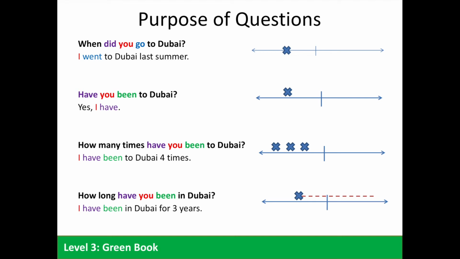We can also use it to ask about the length of time because it started in the past, it's continuing into the present, and will probably continue into the future. For example, how long have you been in Dubai? I have been in Dubai for 3 years.